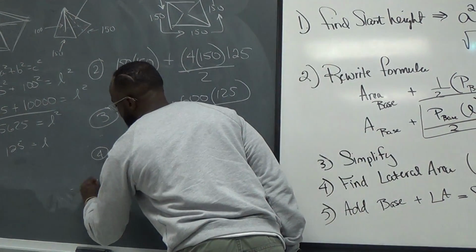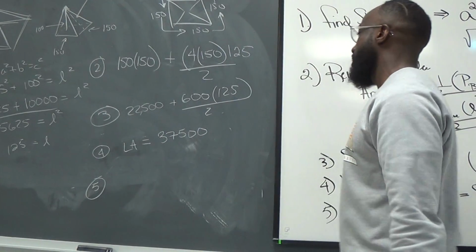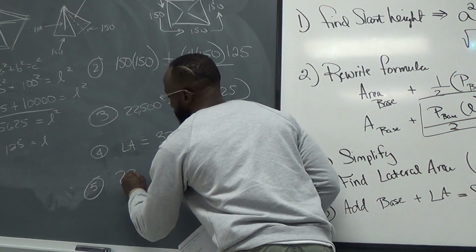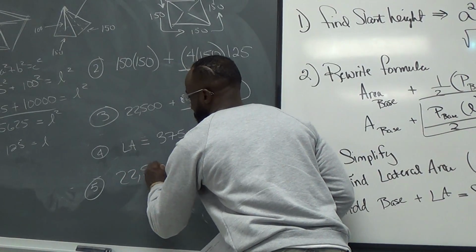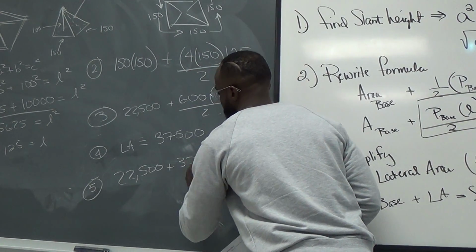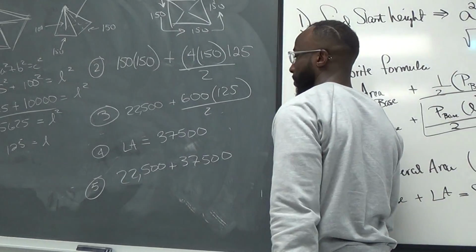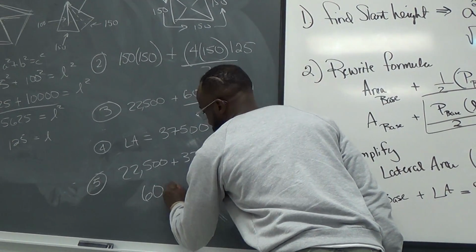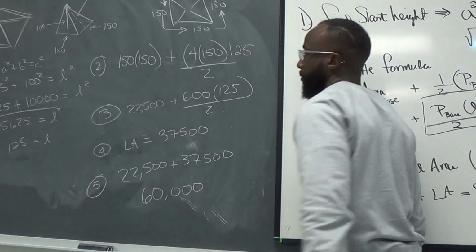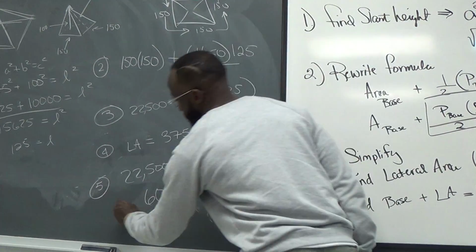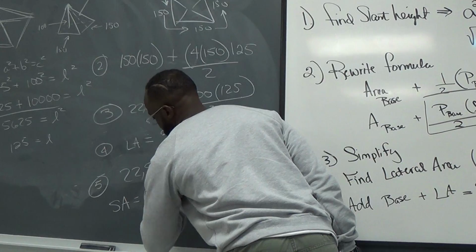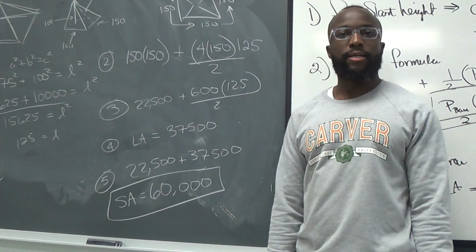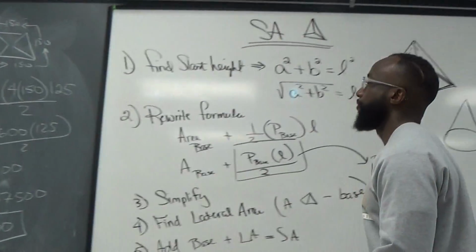Number 5. You want to add the lateral area and the base together. So that's going to be 22,500 plus 37,500, which gives you 60,000. 60,000 is now our surface area. Do you agree? Yes, I do. Good. Okay, so let's go back to review.